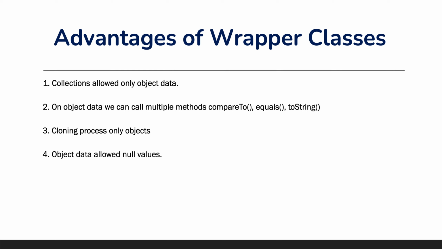So if we convert the primitive data type into the classes, or you can say wrapper classes, then it will allow null value. So this is another advantage of the wrapper classes. Next advantage is serialization. Serialization can allow only object data. So in that case also wrapper classes can give the advantage. So these are a couple of the advantages of the wrapper classes.